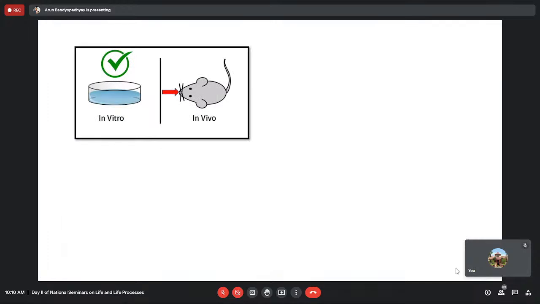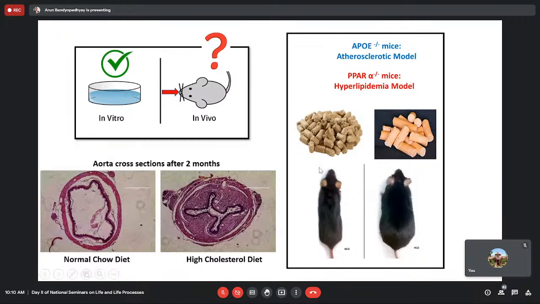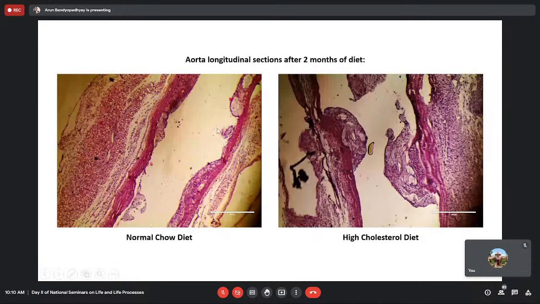Now we try to validate the last part in an in vivo system, the knockout mice. We have used two kinds of knockout mice, apo knockout mice and PPAR alpha knockout mice. We fed the mice high cholesterol and checked the arterial lumen. You can see the lumen is almost closed, so there is a huge plaque deposited in the artery. You can see the normal chow diet, and this is after feeding the animal for 2 months with high cholesterol. With the high cholesterol diet, the plaque is at the advanced plaque stage.